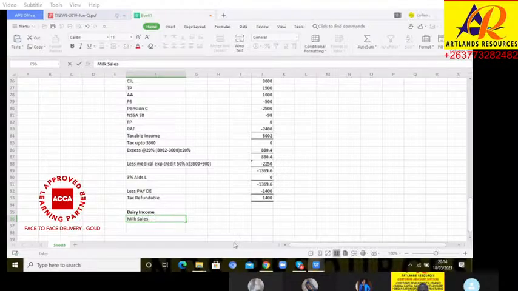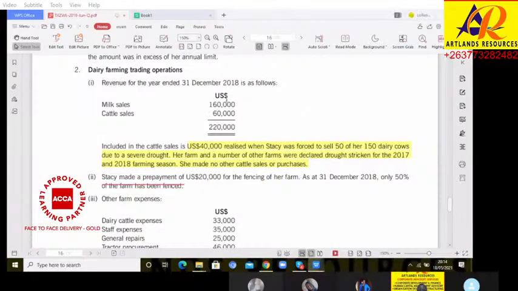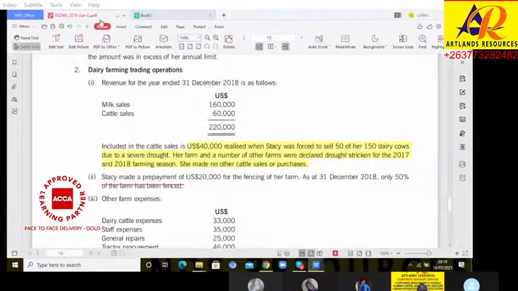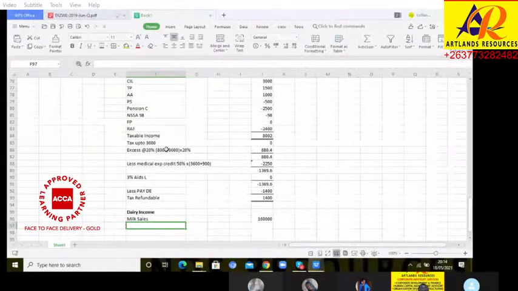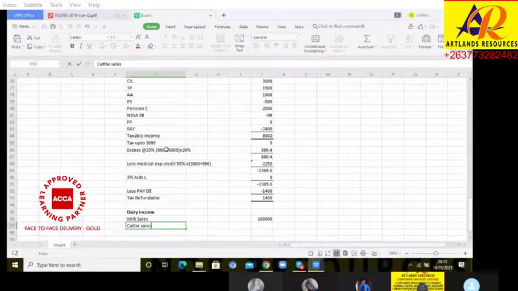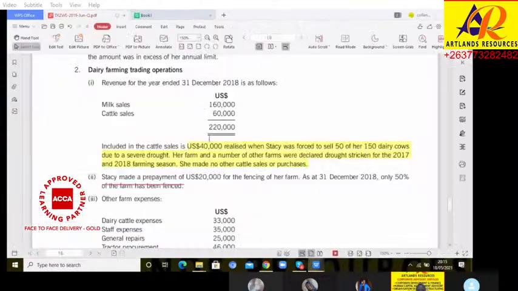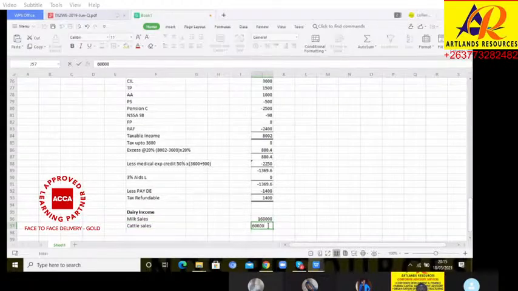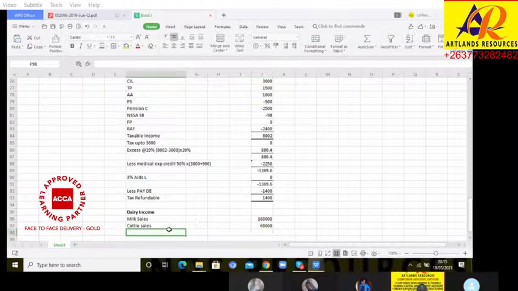So daily income, you have milk sales. How much do you have for milk sales? 160,000. And then we have cattle sales. How much was the figure for cattle sales? 60,000 here.